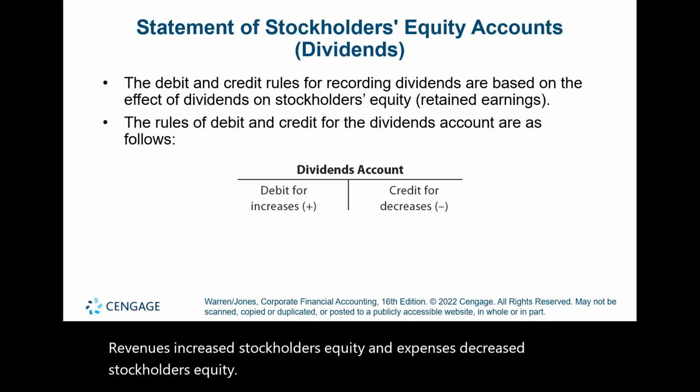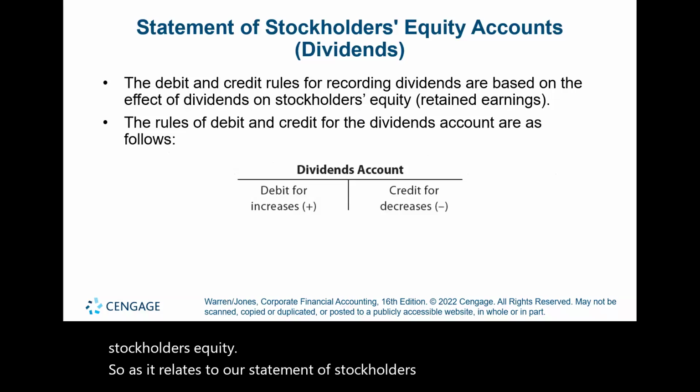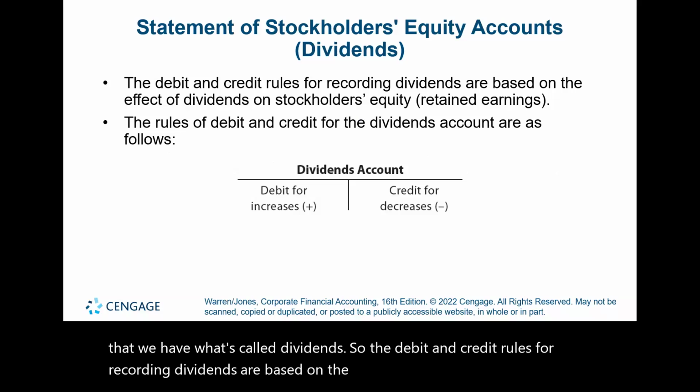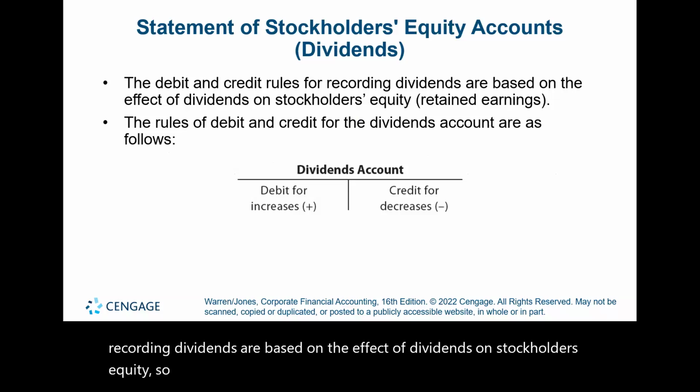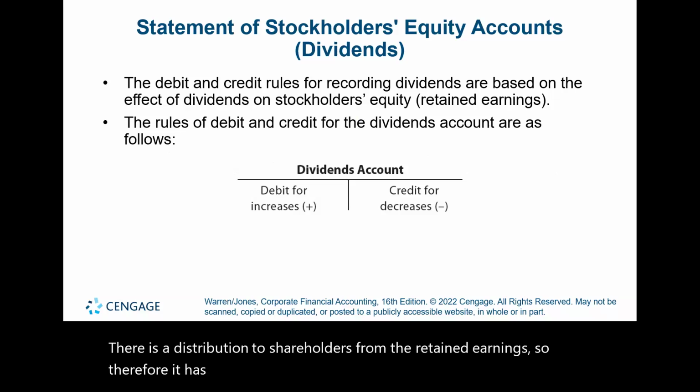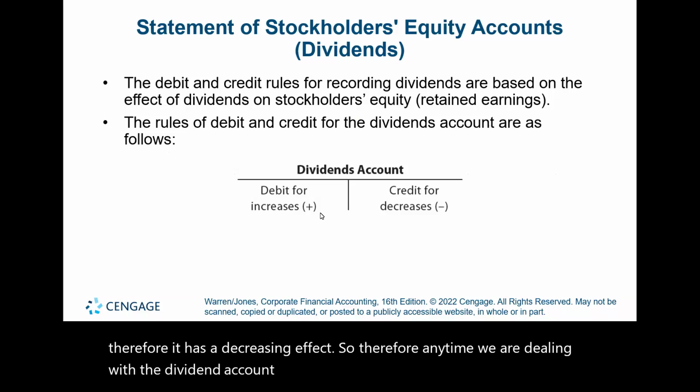As it relates to our statement of stockholders' equity, we know that we have what's called dividends. The debit and credit rules for recording dividends are based on the effect of dividends on stockholders' equity. As we know, dividends represent a decrease to stockholders' equity. There is a distribution to shareholders from the retained earnings, so it has a decreasing effect. Therefore, anytime we are dealing with the dividend account, there's a debit for increases and a credit for decreases.